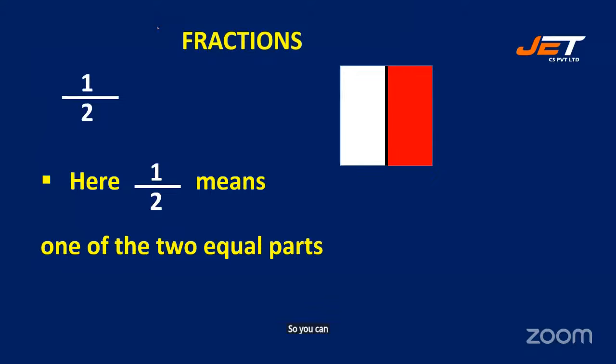We will study some more examples of fractions. So you can see here 1 by 2. Here 1 by 2 means one of the 2 equal parts. So 2 equal parts are there. So 1 by 2 means one such equal part. Either it can be white or it can be red. We should not represent it by color, but to make you understand, it can be either this one or the other one.